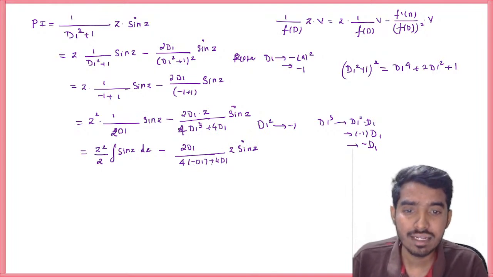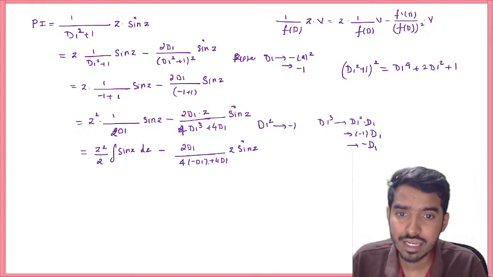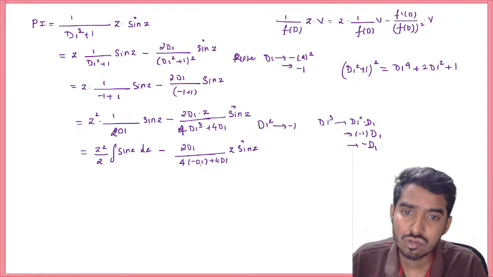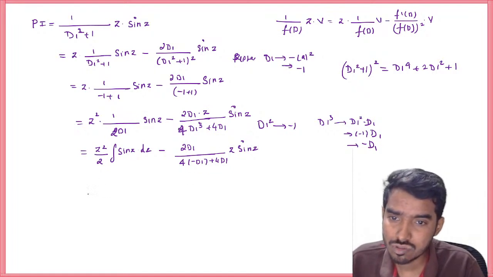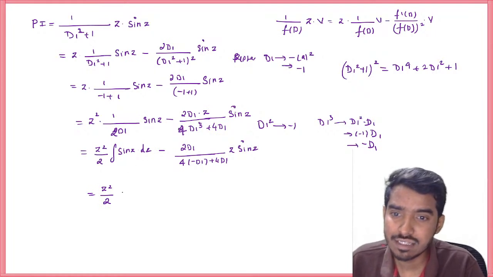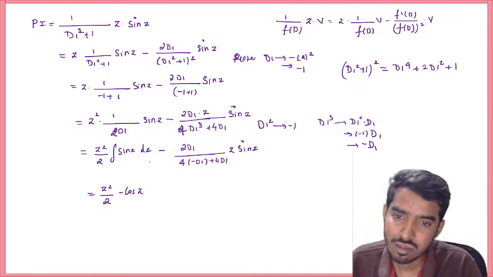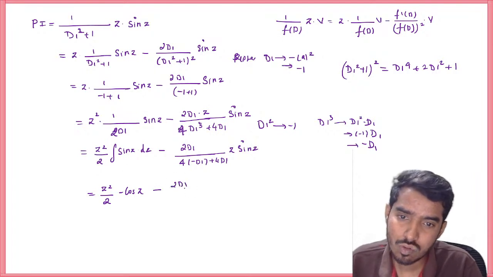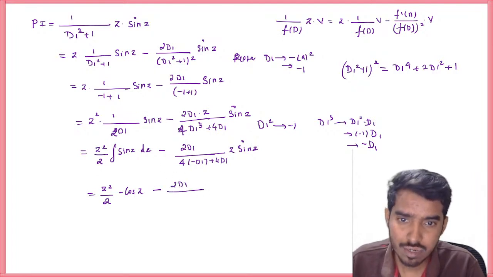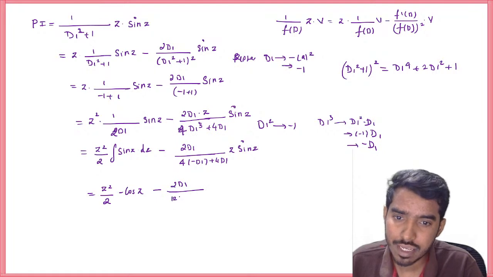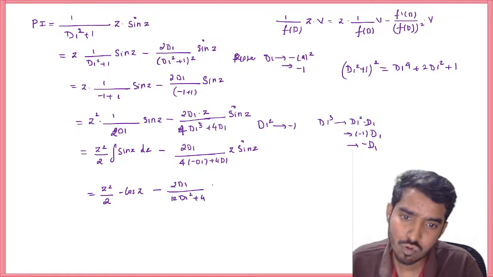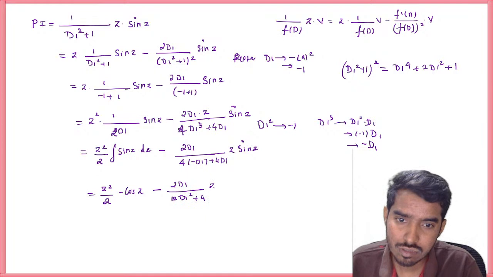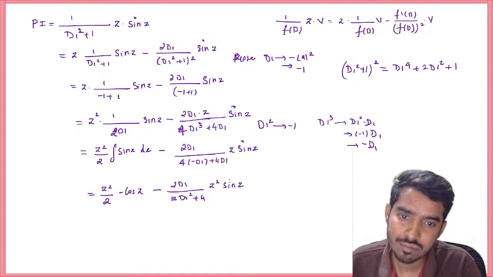Now you can see again the denominator is 0, right? So differentiate this once again. So this will be z square by 2. Integration of sin z is minus cos z. This part is over now, right? So here we have 2D1. Differentiate this denominator once again, so 12D1 square plus 4. Multiply by z again, so we will have z square sin z, right?